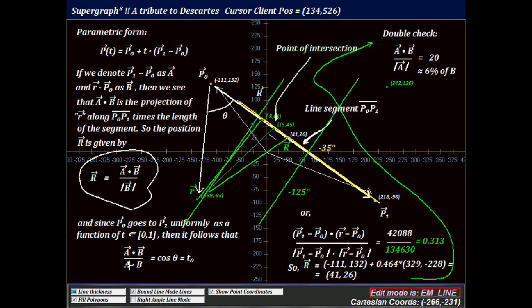Now I kept making mistakes. Here are the points, P0, P1, and R, right? And I'm trying to find capital R. Well, first I guessed it was probably around here. Then I computed it and made a mistake, and that said it was supposed to be here. And I thought, that doesn't look right. It doesn't look like a right angle.